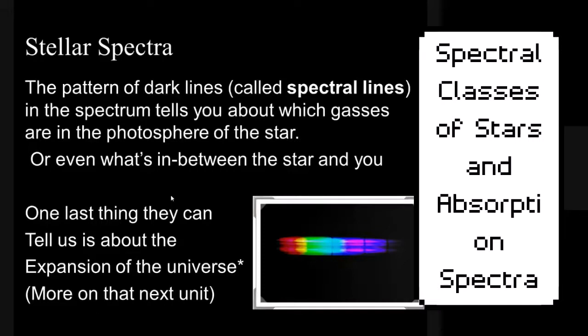Now, one more thing that spectral lines can tell us is how fast the universe is expanding. We're going to go more on that in our next module, but I just want you to know we actually use spectral lines to figure that out as well. These things are really, really useful for astronomy.